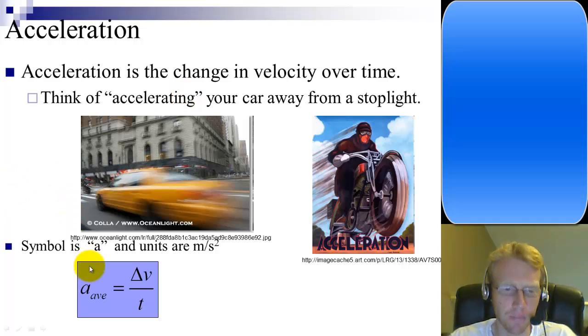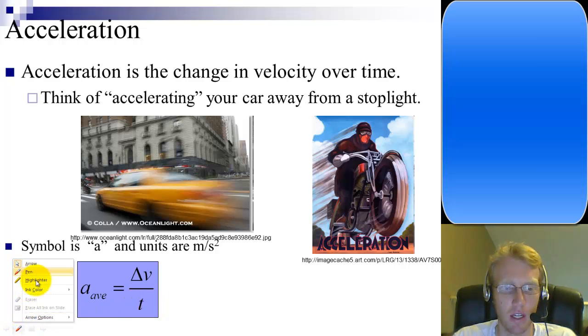Our formula for acceleration is delta v divided by t. Delta v is the change in velocity, and of course divide by time. So if you have a large change in velocity in a very small amount of time, your acceleration is very high. If it's a very gradual speed up, it takes a lot of time, so the more time it takes here in the denominator, the slower your acceleration is going to be.